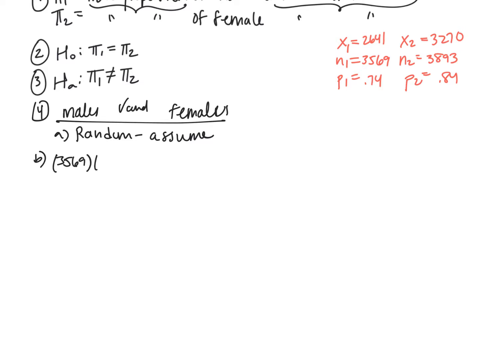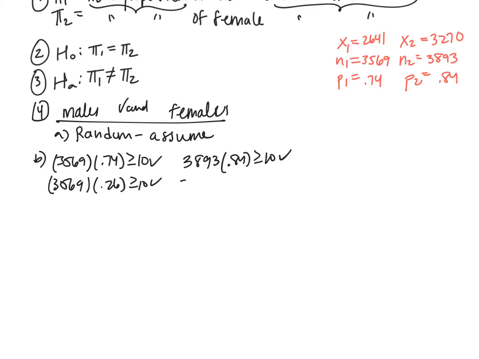3,569 times 0.74 being greater than or equal to 10. 3,569 times 0.26 being greater than or equal to 10, and both of those are true. For the females, we've got 3,893 times 0.84 greater than or equal to 10, yes. And 3,893 times 0.16 being greater than or equal to 10, that's true too.